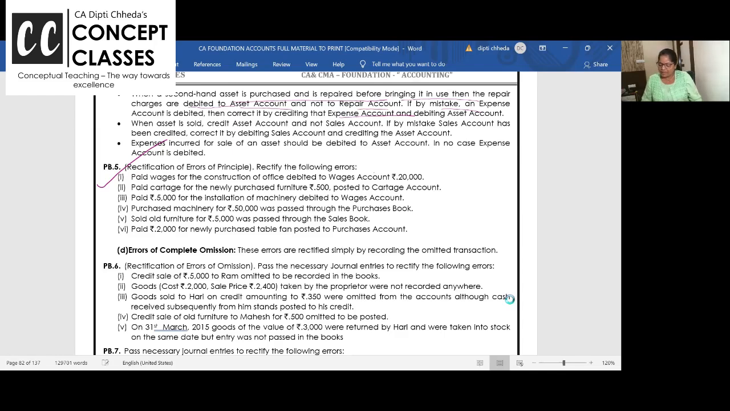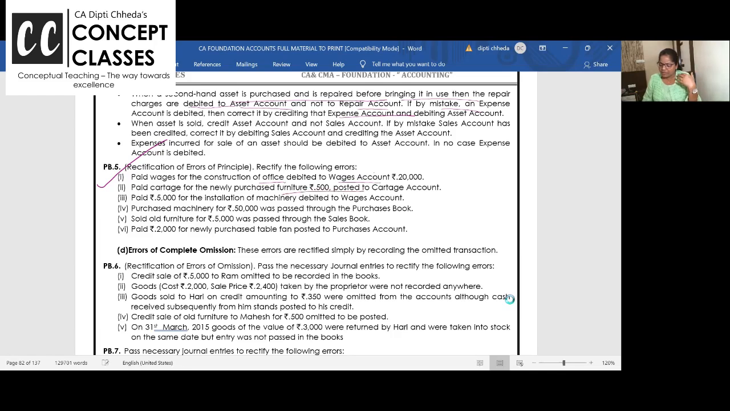Rectify the following errors. Wages paid for construction of the office debited to wages account. Now, if you have paid wages, you should debit the office building account. You have debited it to the wages account. Paid cartage for newly purchased furniture posted to cartage account. By mistake, you have debited to cartage account. Now you credit the cartage account and debit the furniture account.